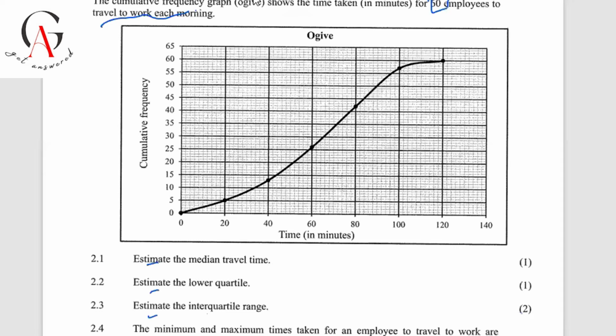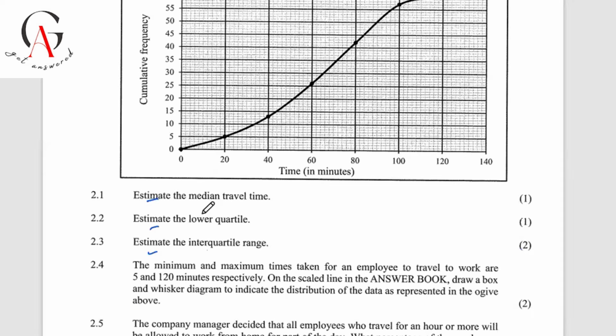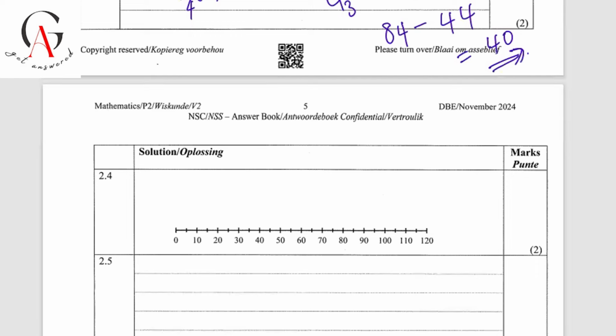And then 2.4. They're telling us that the minimum and the maximum times taken for an employee to travel to work are 5 and 120 minutes, respectively. So on a scaled line in the answer book, can we draw a box and whisker diagram for the data? Okay. So one thing we know about the box and whisker, it represents the 5-number summary, whereby we shall have the minimum, the Q1, the Q2, the Q3, as well as the maximum. So our minimum, they told us is 5. Our maximum is going to be 120.